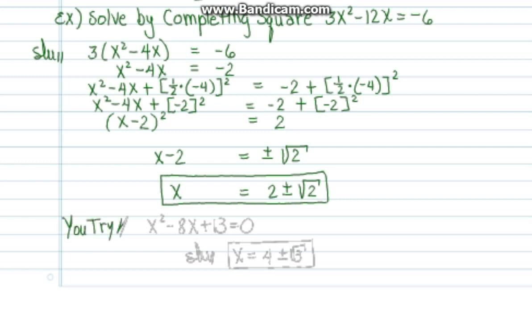Now for you to try. You should try this application of note number 26 for this problem. x squared minus 8x plus 13 equals 0. And when you're finished, your solution should be x equals 4 plus or minus the square root of 3. Just give that a try and see if you can get it.